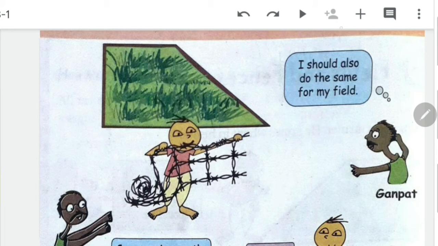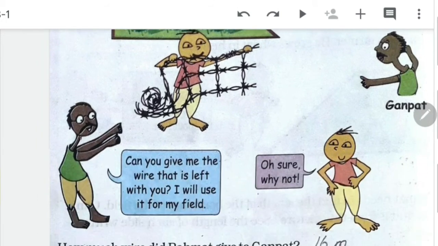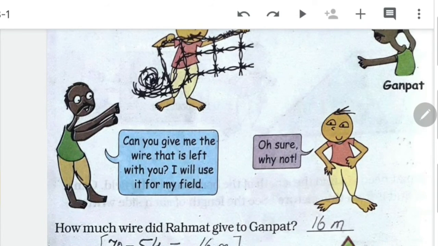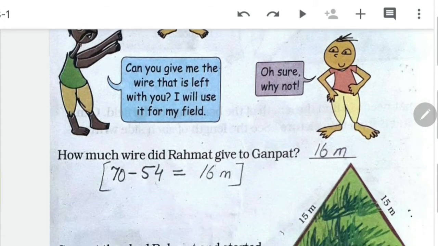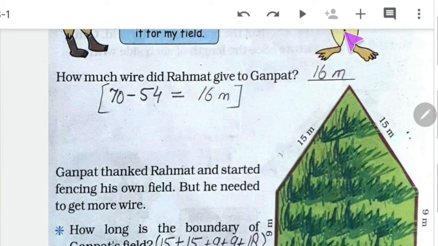Now as he bought 70 meter of wire, Ganpat is thinking that I should also do the same for my field. So he asked Rahmat, can you give me the wire that is left with you? I will use it for my field. Rahmat will agree and say, oh sure, why not? Now we have to answer how much wire Rahmat gave to Ganpat.